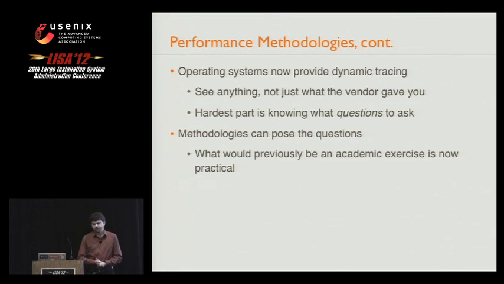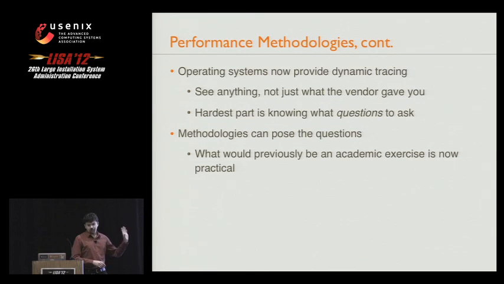Operating systems now provide dynamic tracing. So you get to see anything, not just what the vendor gave you. I get to do that using DTrace a lot. Of course, DTrace is on Solaris-based operating systems, including SmartOS that we use. Oracle has been porting it to Linux, and they had an announcement a couple of days ago. They've pushed another release of their DTrace for Linux port. And it's not the only Linux port of DTrace, if you're interested in that side of things. But there are also other ways to get dynamic tracing as well.